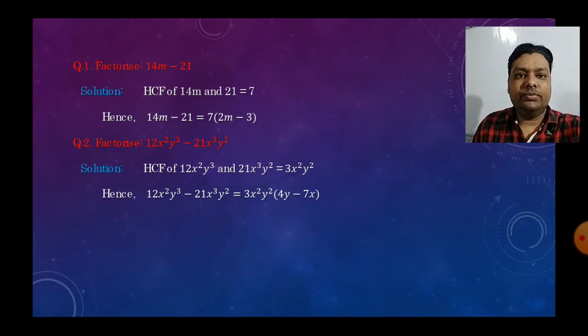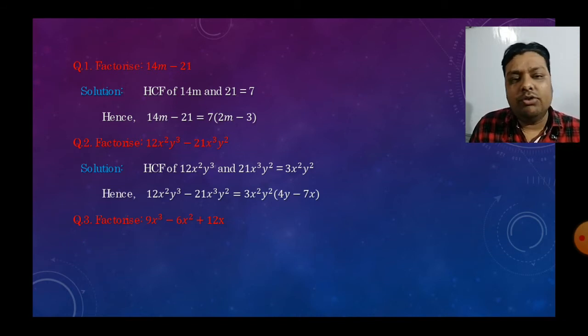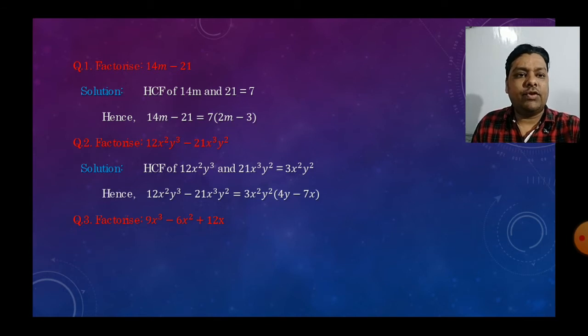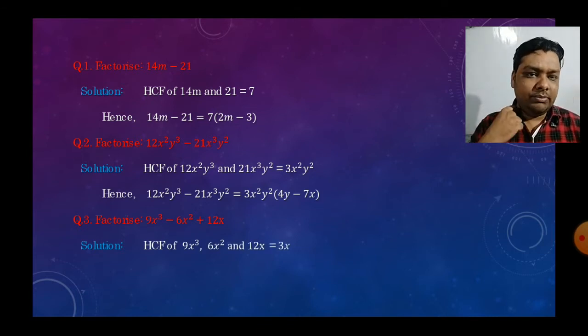Now in question number 3, we have to factorize. Here 3 terms are given: 9x cube, 6x square and 12x. We will find the HCF of all 3 terms. First, the constant terms: 9, 6, 12. What number do we get? 3, because 3 divides each number.